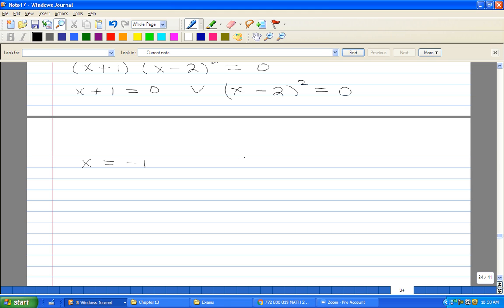Subtract 2 from both sides. Add 2 to both sides. So take the square root. Then add 2 to both sides. So x equals negative 1, or x is equal to 2.